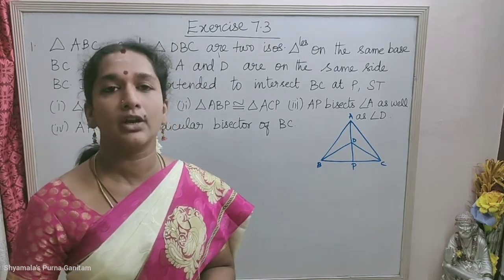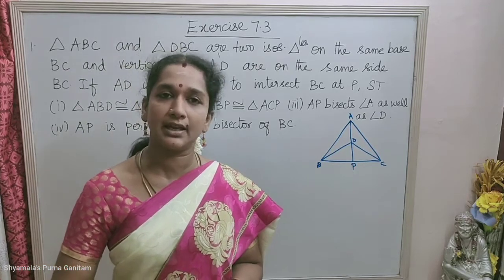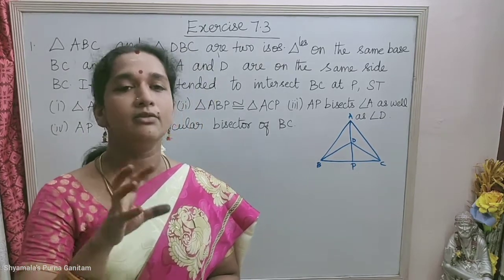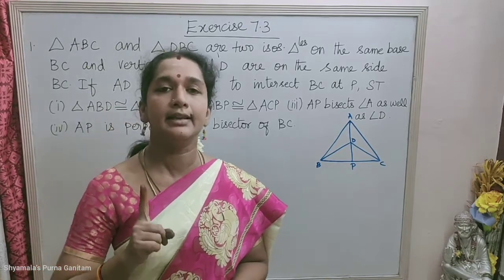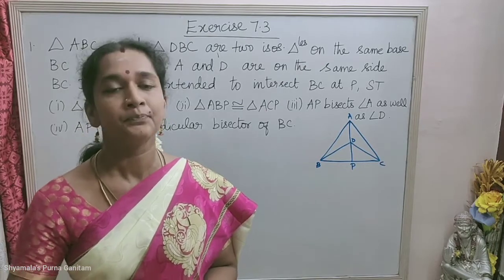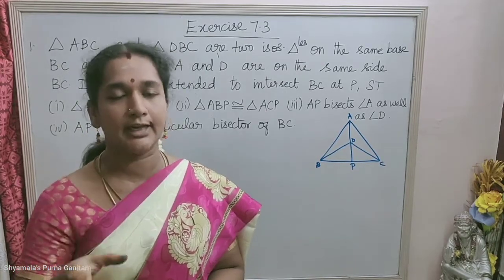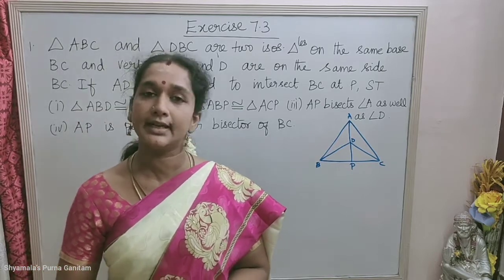The congruency criteria we know already are SSS, that is three sides. If three sides are equal for both the triangles, we will say that it comes under SSS congruence. Then the next one is SAS congruence, two sides and one included angle. If these are equal for two triangles, we will say that they are SAS congruent.